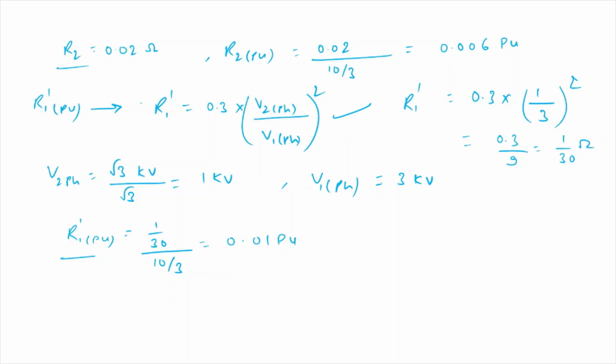So this we have calculated, R1 dash per unit. This we had calculated, R2 per unit. So now we have all the values. So copper loss would be nothing but R1 dash per unit plus R2 per unit, and that is nothing but 0.016 per unit. Now we have calculated copper loss also, so we will plug in all the values in the formula of efficiency and we will get the value of efficiency.